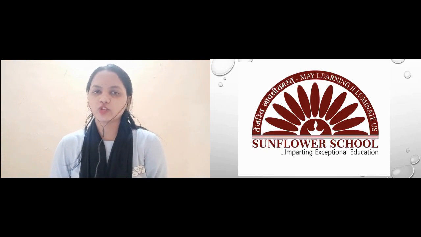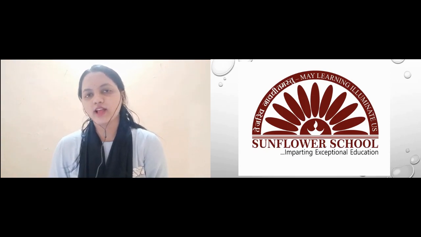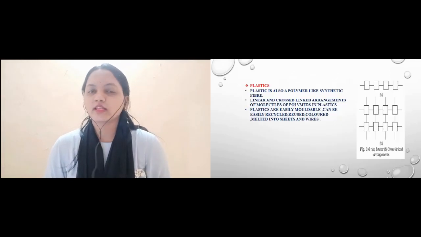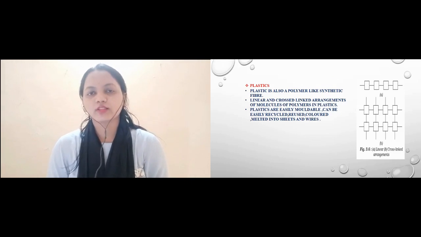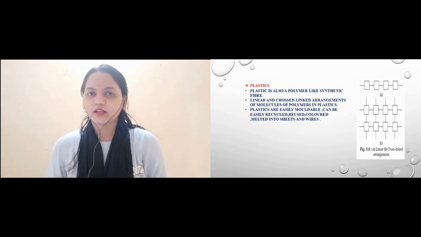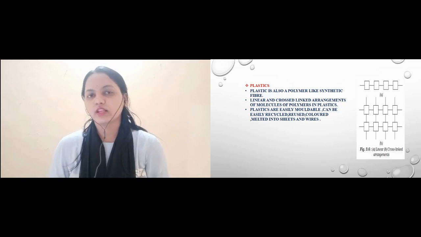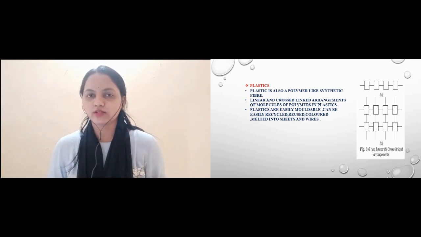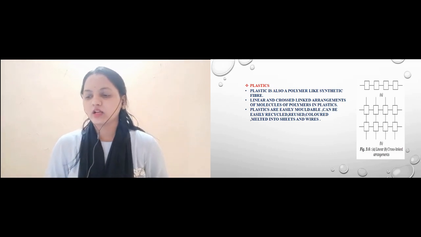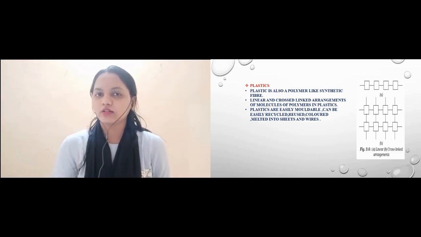Today we will be talking about the last part of our topic, synthetic fibers and plastics. Now what is the last part all about? The last part that we are going to see is about the plastics. So similarly, like synthetic fibers, they are made up of different polymers, different smaller units. These plastics are also made up of smaller units.